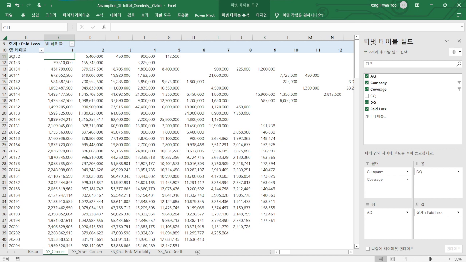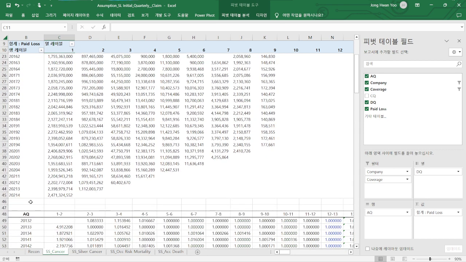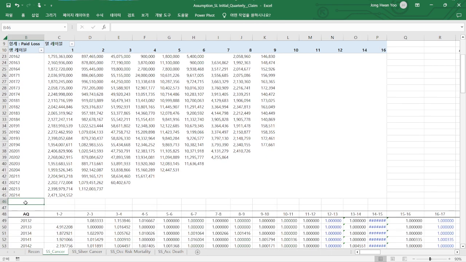And this is by accident quarter. And this is the difference between the calendar quarter. So it'll be the development quarter. And I have the data all the way up to year end 2021. And that's where I have all the data.